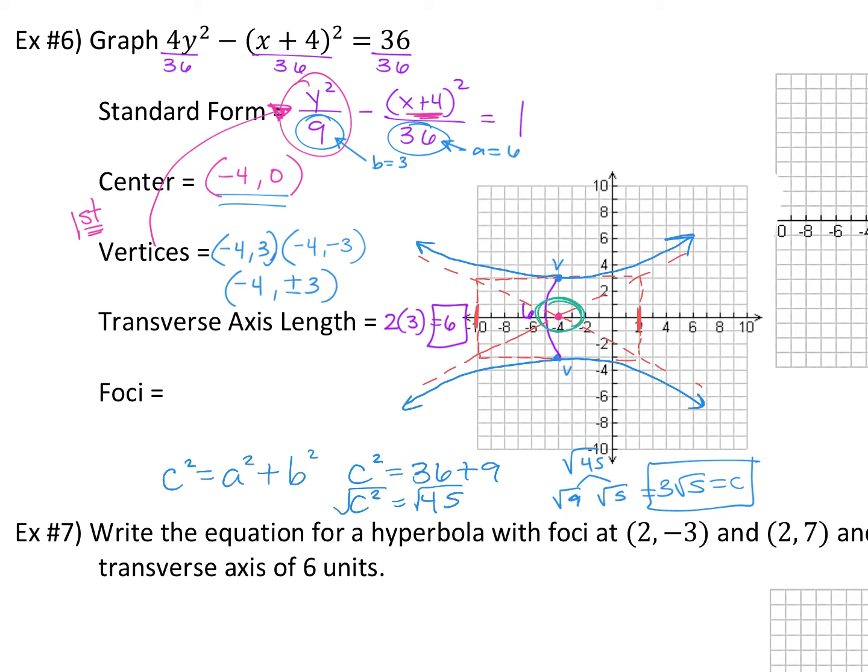Moving up higher and moving down lower, which is beautiful on this one because the Y value of your center is 0. So if you're going plus 3 rad 5 and minus 3 rad 5, it's just the positive and negative of those numbers, right? So your foci would be at -4, plus or minus 3 rad 5. Questions on that?